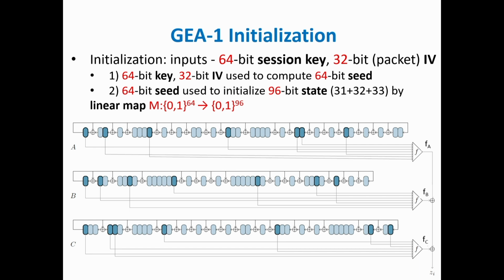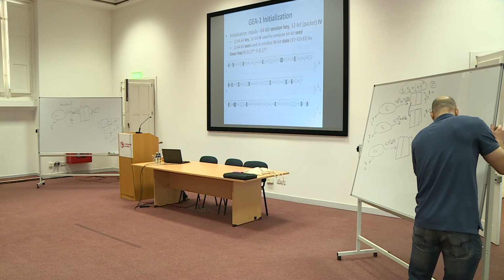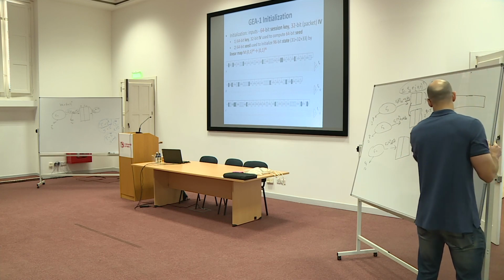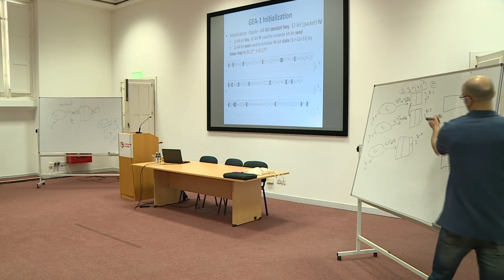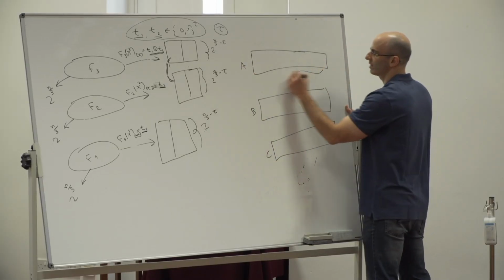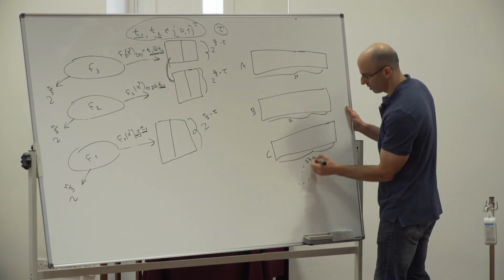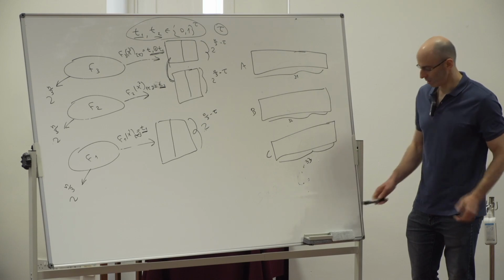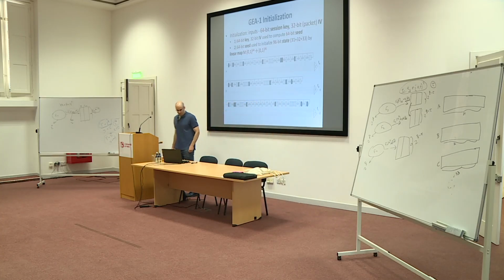I think that's the final thing that I'll do; time is up anyway. So the initial state: there are three registers, A, B, and C. They're given on the slide, but maybe it's a bit complicated because of the other notations. The length of register A is 31 bits, B is 32 bits, and C is 33 bits. So overall, the state here is of size 96 bits, and there's a linear mapping between seeds and this initial state.